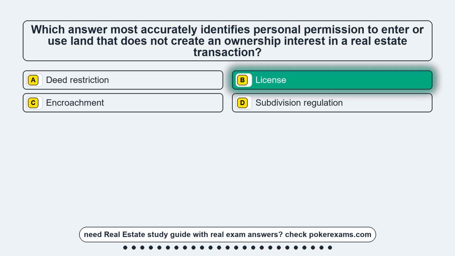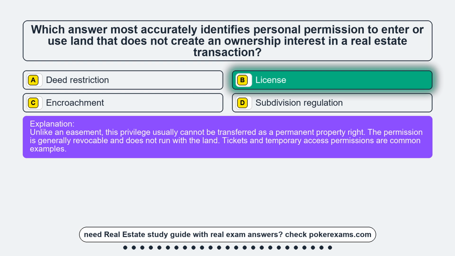License. Unlike an easement, this privilege usually cannot be transferred as a permanent property right. The permission is generally revocable and does not run with the land. Tickets and temporary access permissions are common examples.